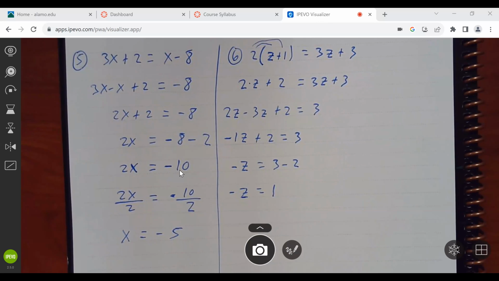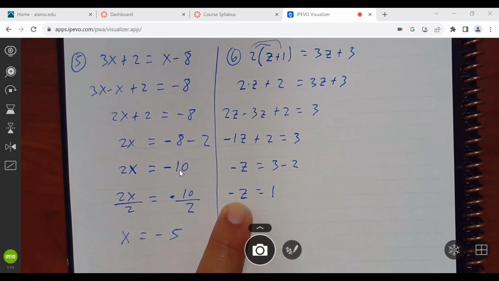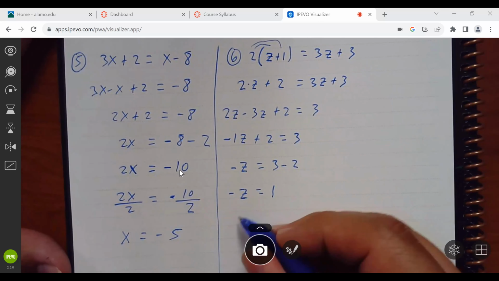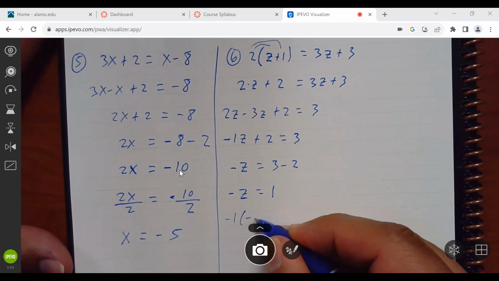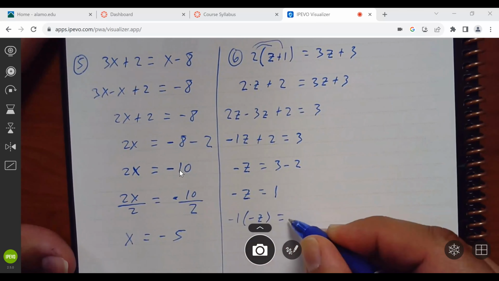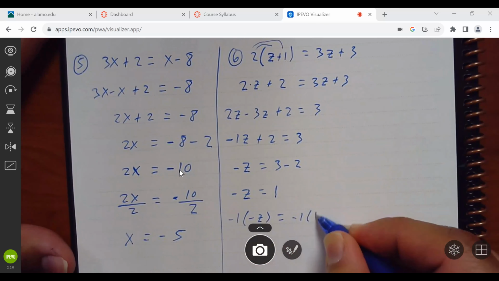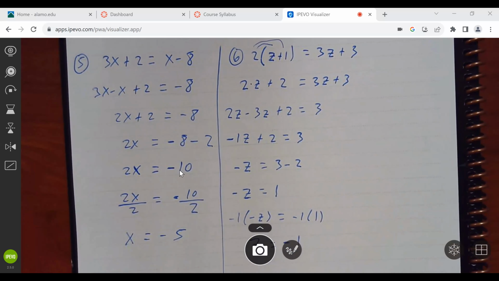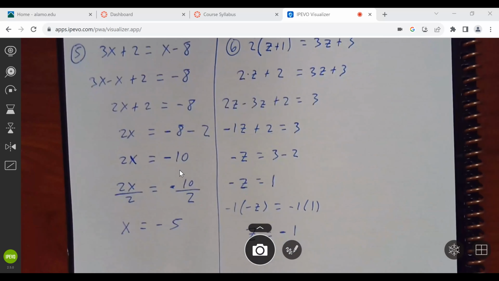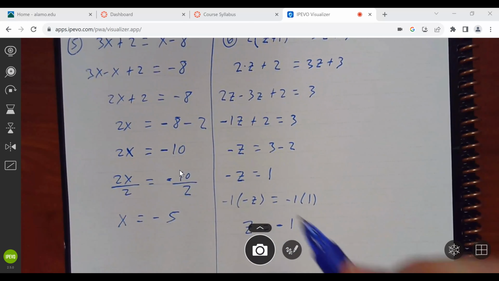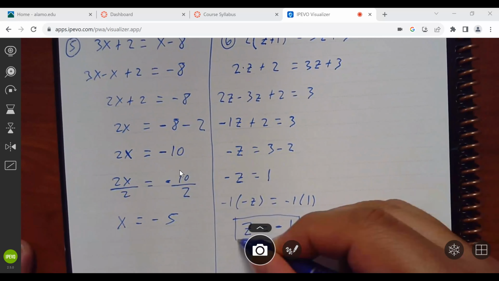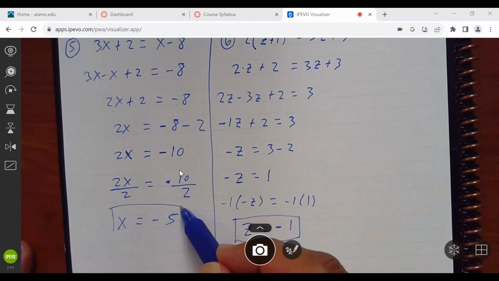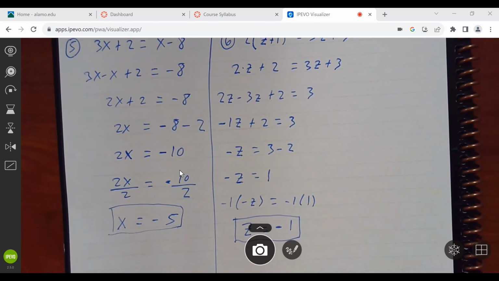So get rid of this negative and you'll be fine. You can multiply both sides by -1, or you can divide by -1. Negative times negative gives you positive. Any steps that did not make sense to you? Is it okay?